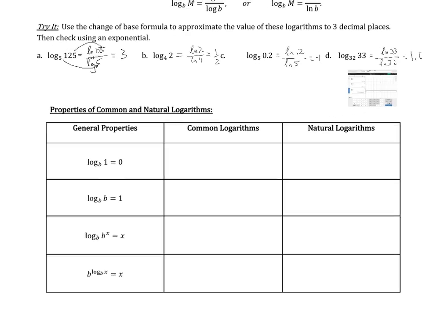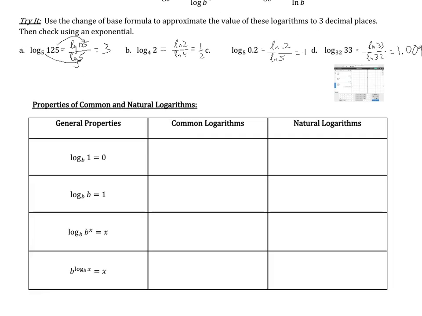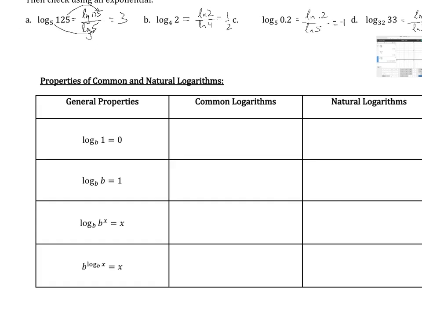So we've seen these properties, and we're going to use them a little bit here. So these will show up. We've seen log base b of 1 is 0. So what does that mean for common log? The log of 1, that's base 10, is going to be 0. Or the natural log of 1 is going to be 0.